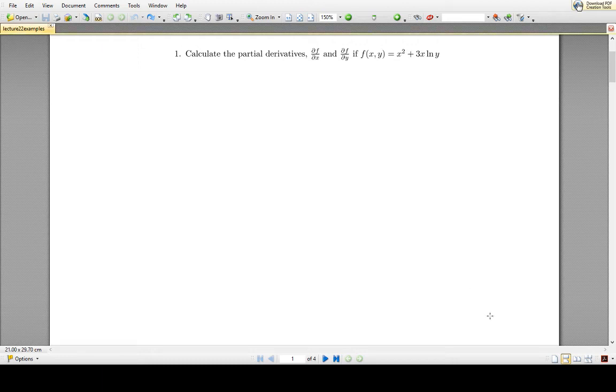Let's have a look at this question involving calculating partial derivatives. So this question asks for the partial derivatives of f with respect to x and with respect to y. And the function is given here as x squared plus 3x ln y.